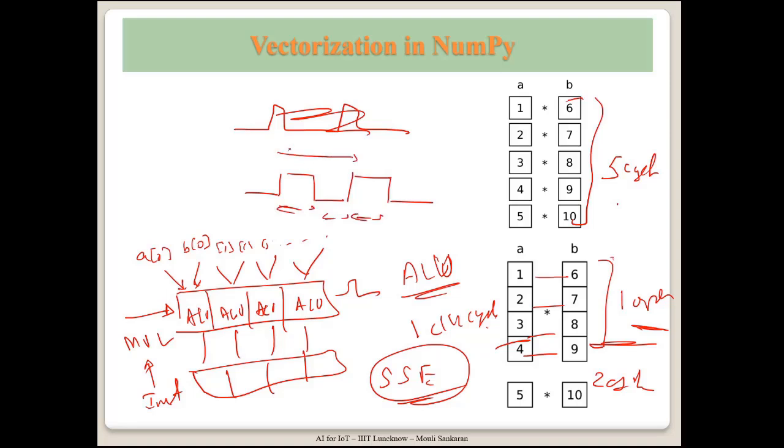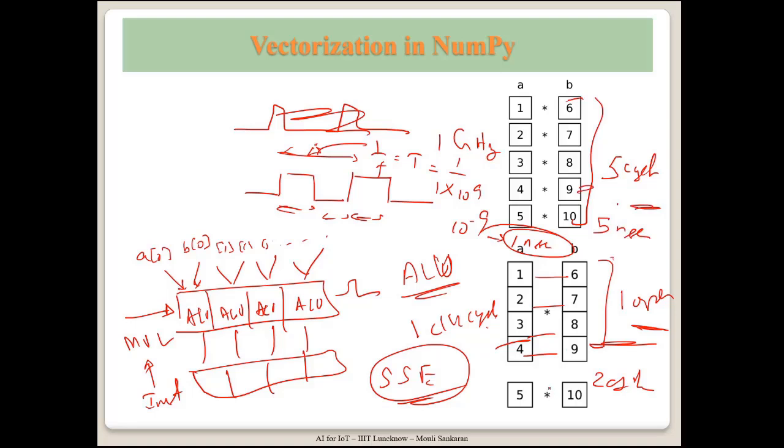So if the frequency is 1 gigahertz, what is the time here? This is 1 by f, the time period, which is nothing but 1 by 10 power 9. So it is 10 power minus 9, which is nothing but 1 nanosecond. So one clock cycle takes 1 nanosecond. Here the time taken will be 5 nanoseconds, whereas here it will be just 2 nanoseconds. So this is the improvement that you get in performing a vector multiplication.